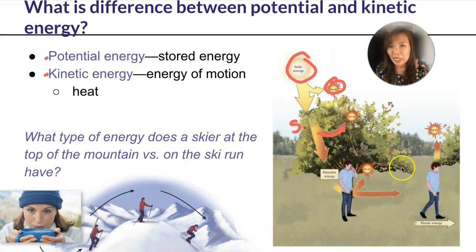But we can look at this guy here. He is eating, I'm going to assume, an apple. He's consuming this potential energy that he can then convert into ATP. And then that ATP is going to allow him to go for a walk.